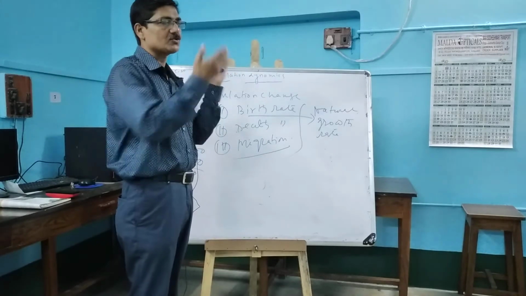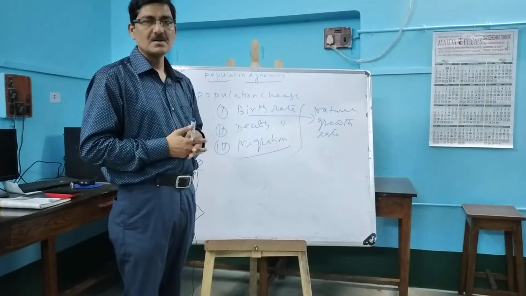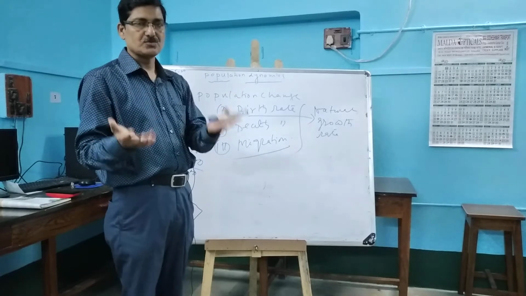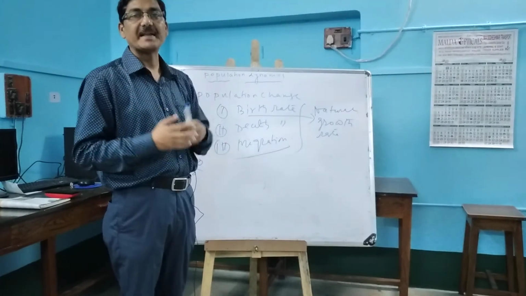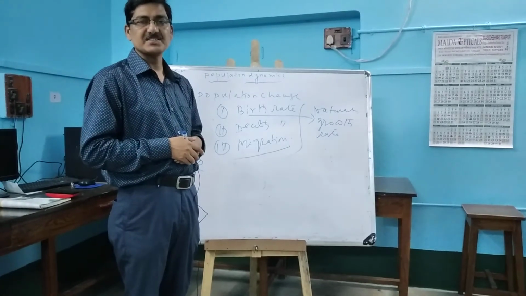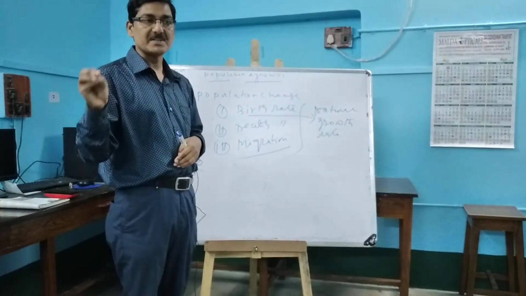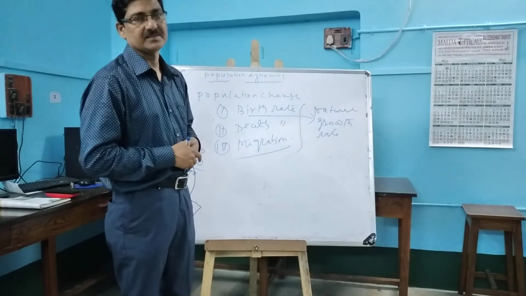Maybe some people from Maharashtra also come to Bengal. Some people from Gujarat come to Bengal also. So these are called migratory people. So what is migration? The movement of people from one place to another place is called migration.